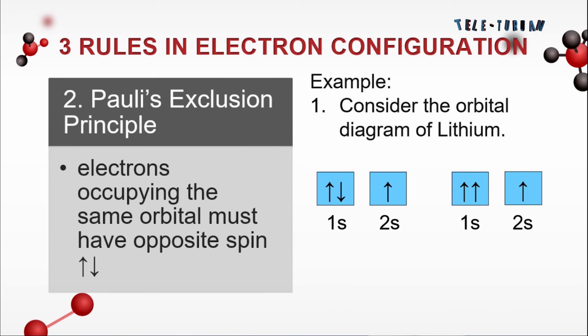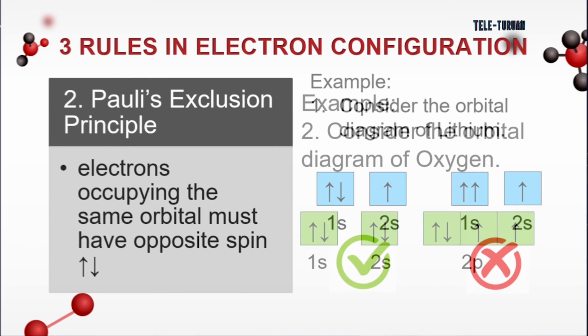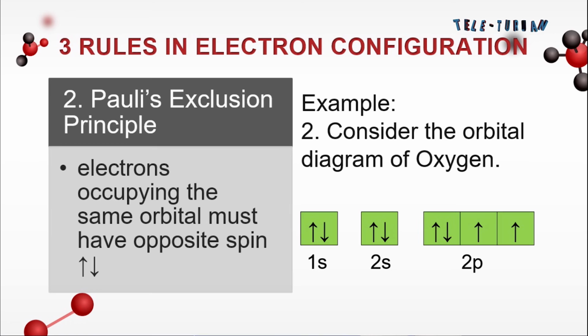Let's proceed to Pauli's exclusion principle. It states that electrons occupying the same orbital must have opposite spin. For example, consider the orbital diagram of lithium. The orbital diagram should look like this and not this one. Consider the orbital diagram of oxygen. The orbital diagram should look like this. Notice that the electrons have opposite spin in each orbital.